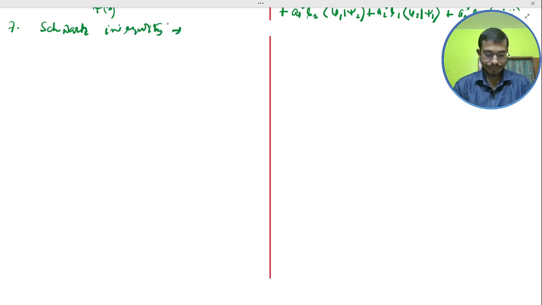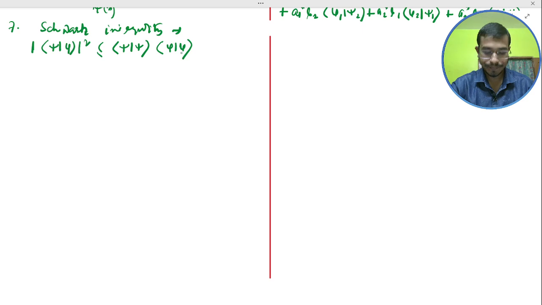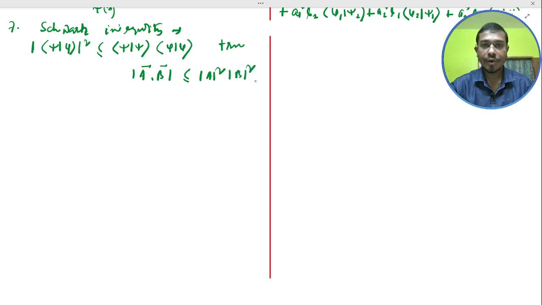It states that in mathematics, the modulus of the inner product of psi and phi, mod square, is less than or equal to the inner product of psi with psi times the inner product of phi with phi. This is analogically derived from A dot B being less than or equal to mod A square into mod B square. Simple mathematics.